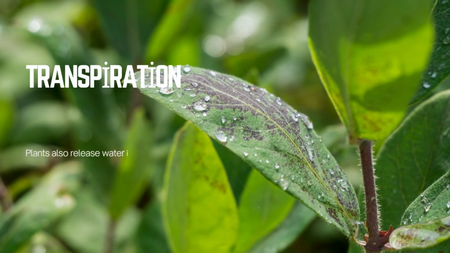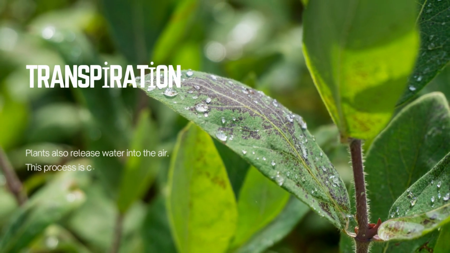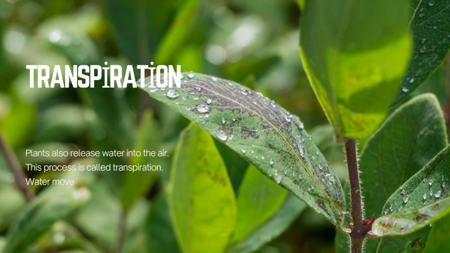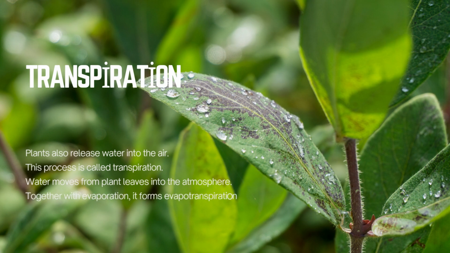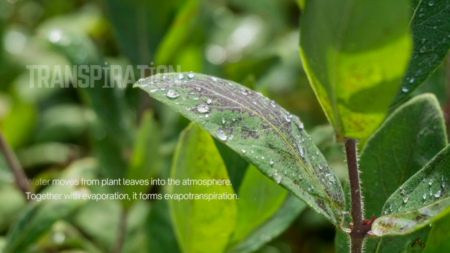Plants also release water into the air. This process is called transpiration. Water moves from plant leaves into the atmosphere. Together with evaporation, it forms evapotranspiration.